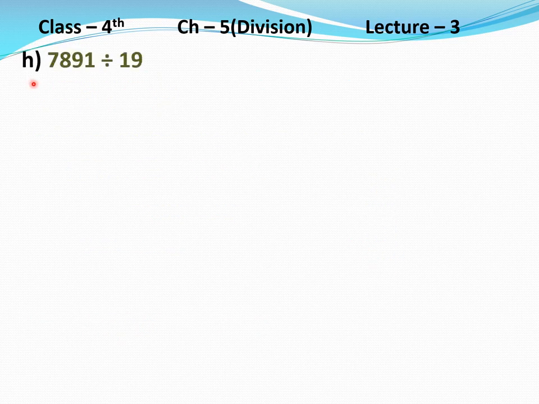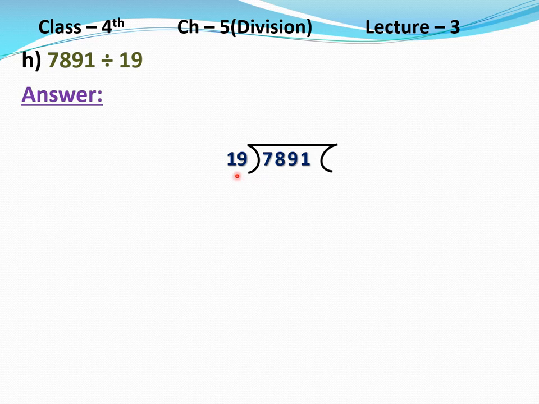Now H part: 7891 divided by 19. Write down the answer. Make a sign like this. Write 19 here and write 7891 here. Now see, 19 is a 2-digit divisor, so we will take the first two numbers in the dividend. That is 78. Now multiply this 19 by a number so that it is equal to 78 or less than 78. It should not be greater than 78.